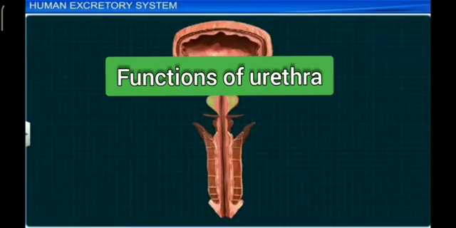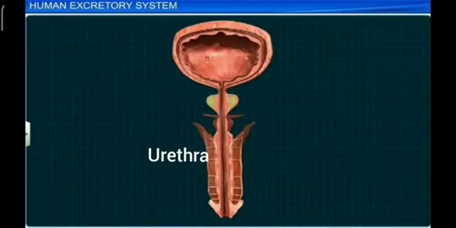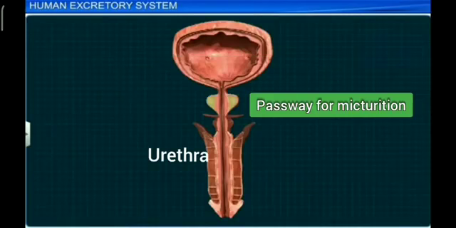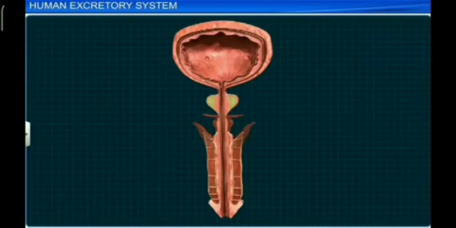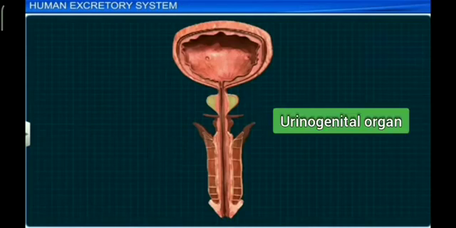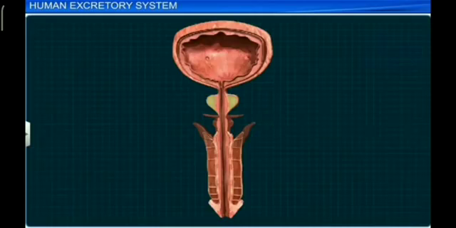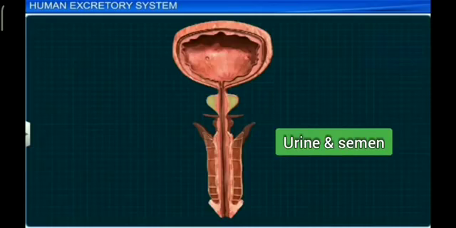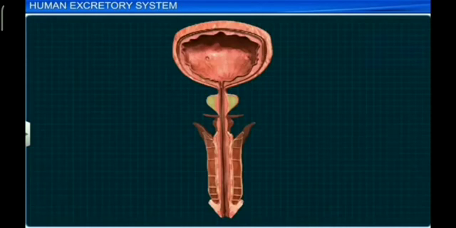Functions of urethra. It helps in micturition, that is, it is the pathway for micturition. In males, it acts as urinogenital organ, that is, it helps in passage of both urine as well as semen, whereas in females, it only helps in passage of urine.